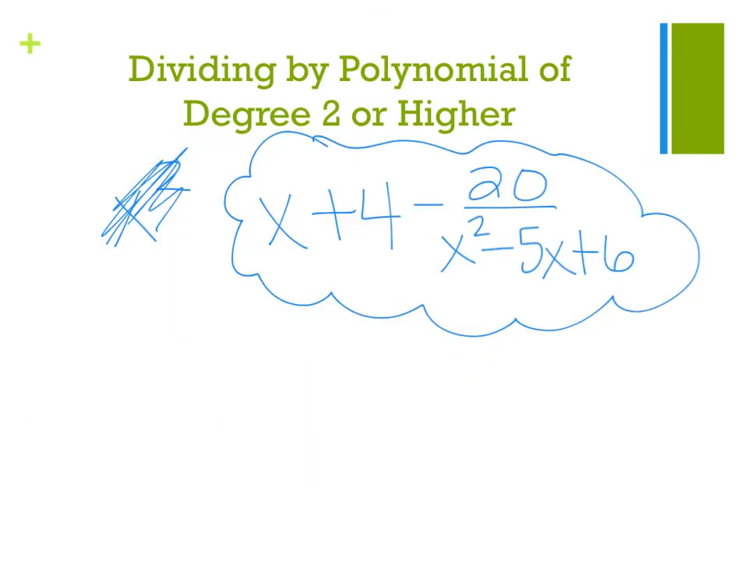So just to reiterate our answer here for the previous problem, we got a quotient of x plus 4 minus a remainder of 20 over x squared minus 5x plus 6. In the previous slide, I did write this minus as plus a negative, which, remember, adding a negative is the same as subtracting.